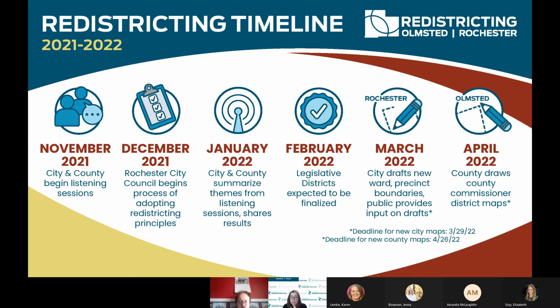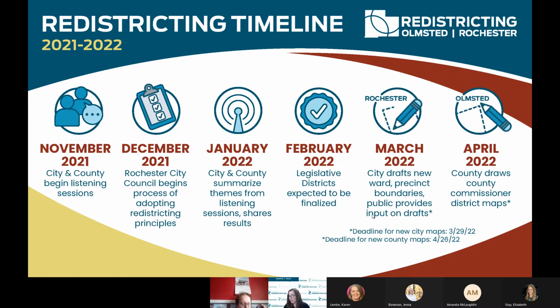So once we receive the legislative files from the state, we can begin in the city redrawing our ward boundaries and precinct boundaries. And those are due, the deadline is March 29th. So once we've completed that, then the county can take over and they redraw county commissioner district maps. And again, they have a deadline of April 26th for that.